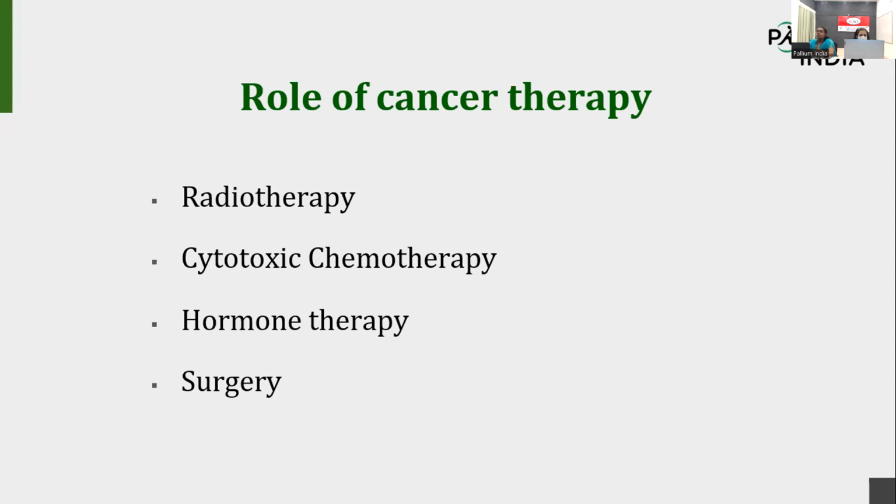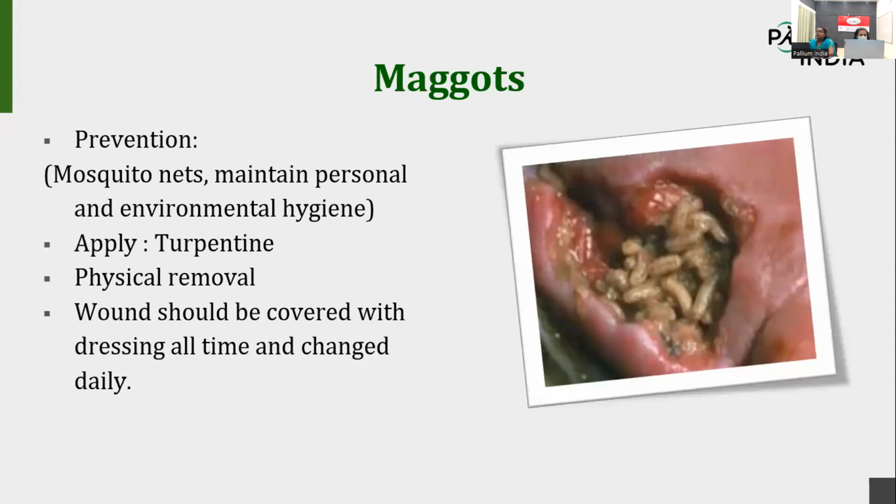So all these things, the radiotherapy, the cytotoxic chemotherapy, and hormone therapy, if you do them, that will help to shrink the size of the tumor. That way we will be able to prevent bleeding. Coming to the maggots, if they have maggots, always try to prevent maggots.